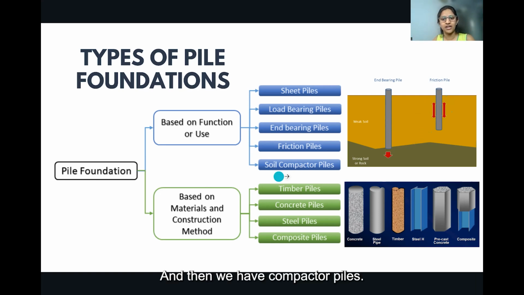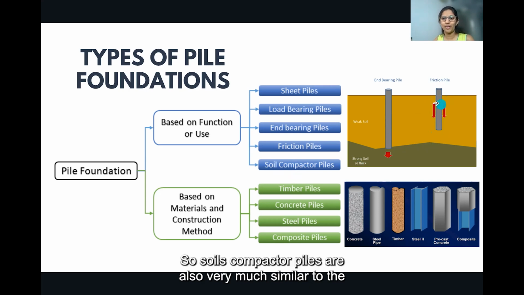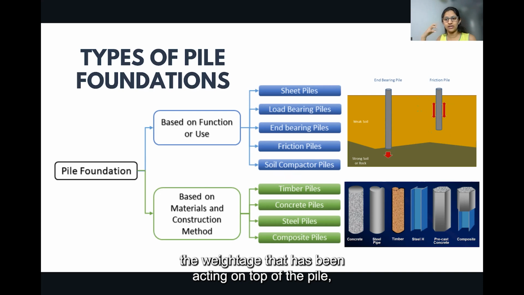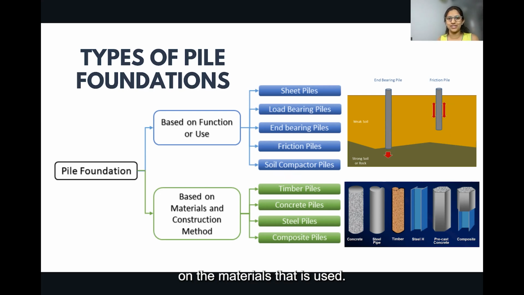And then we have soil compactor piles. Soil compactor piles are also very similar to the friction piles. Based on the load, the weightage that has been acting on top of the pile, that is where the soil compactor piles come into the picture. Now moving forward, we have the pile foundation based on the materials that are used.